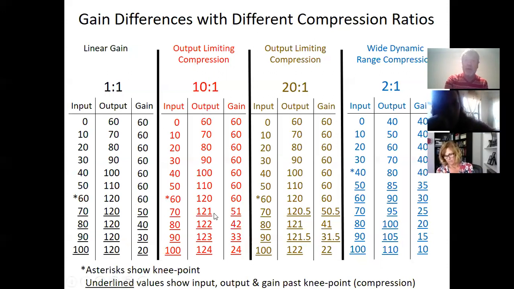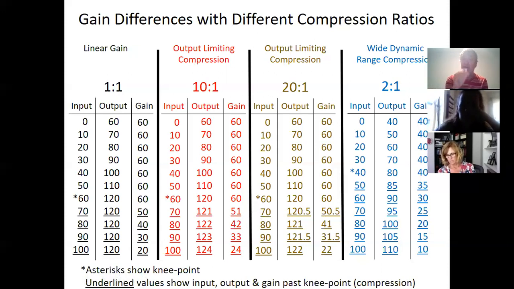Look at the 2 middle columns. Look at 70 at the red column of 10 to 1. With 70 in, 121 out, my gain is 51. Now look at the next column, the third one, the kind of the orangish column. Look at 70 here. With 70 in, my output's 120.5 decibels. Well, what's the difference? Look, the gain is 50.5. Big, hairy deal. You know what I'm saying? The difference between 10 to 1 and 20 to 1 is tiny.